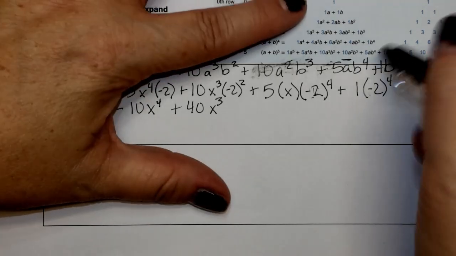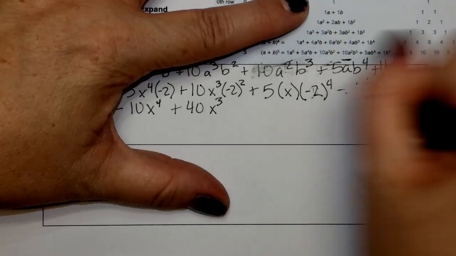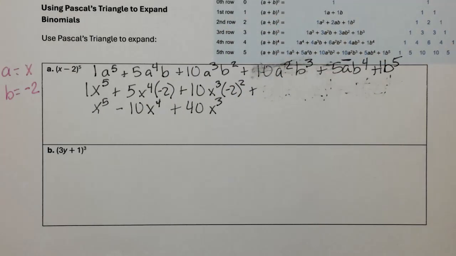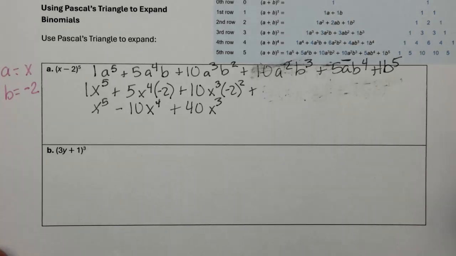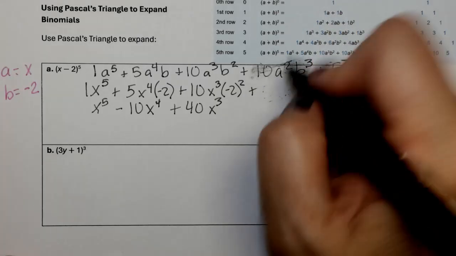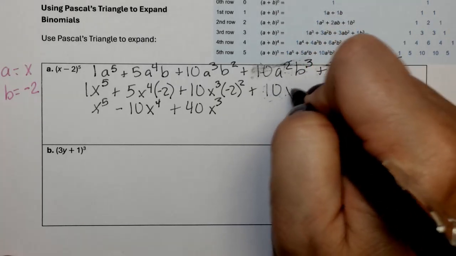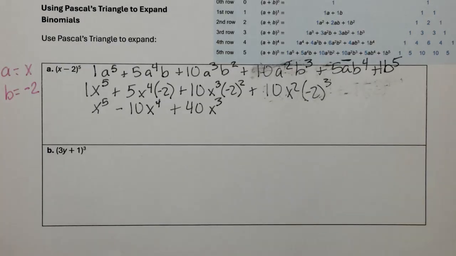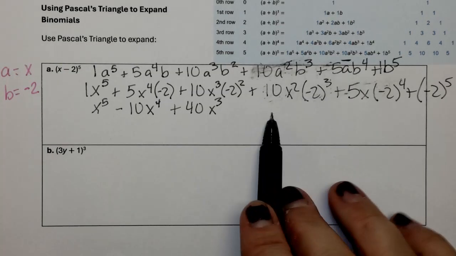Because I left that out, I'm going to erase these last two so I can do that one right there. I knew something wasn't right. Sorry, I just really don't want to start this video over. Okay, so you should now have the 10 times x squared times negative 2 to the 3rd power, and so on. Okay, so back to this.